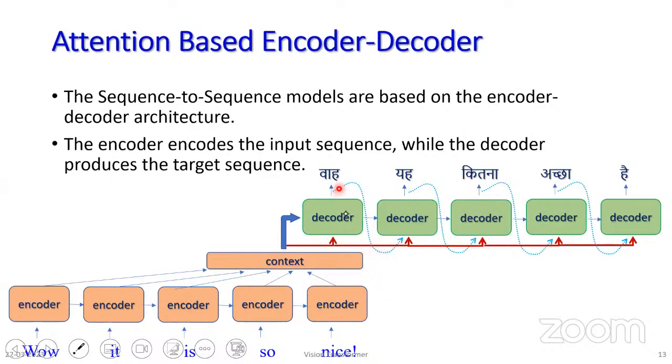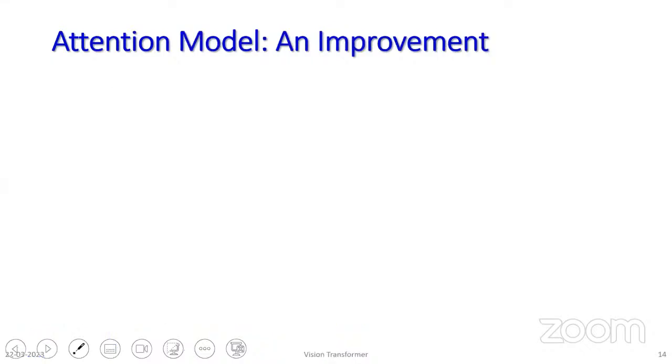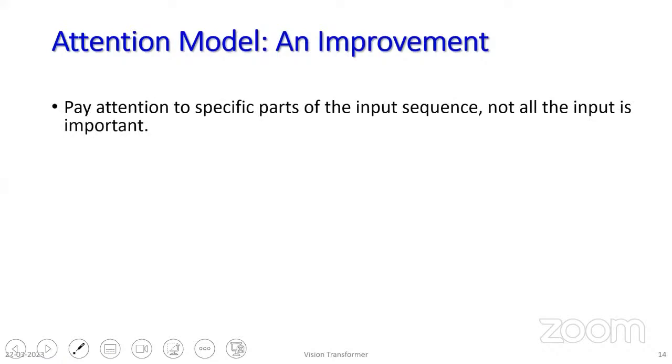As you can see, it is also passing the information to the decoder unit, the first word that comes out along with the context vector, and the information is passed to all the decoder units. This is the basic difference. So naturally, this was for some improvement. The idea was to pay attention to specific parts of the input sequence. Not all the input is important.